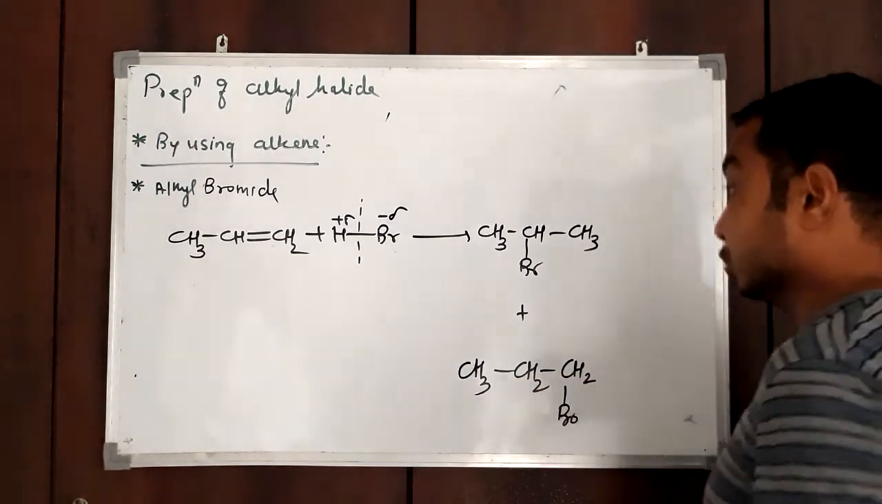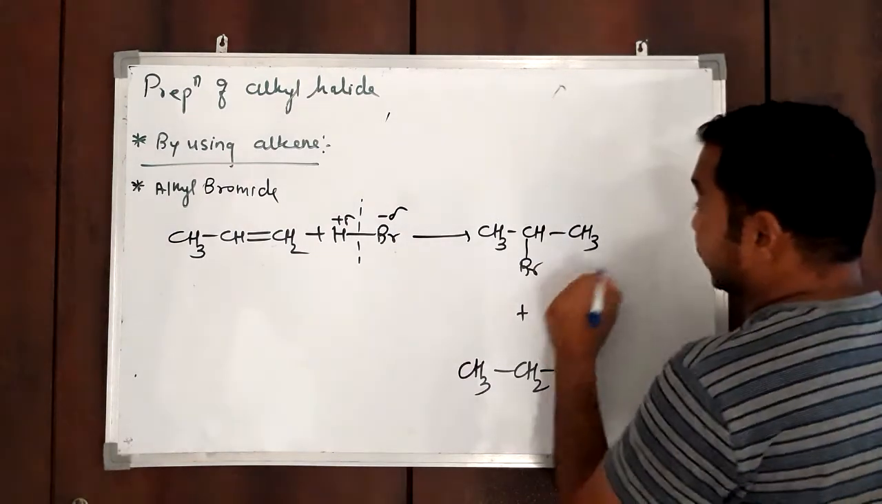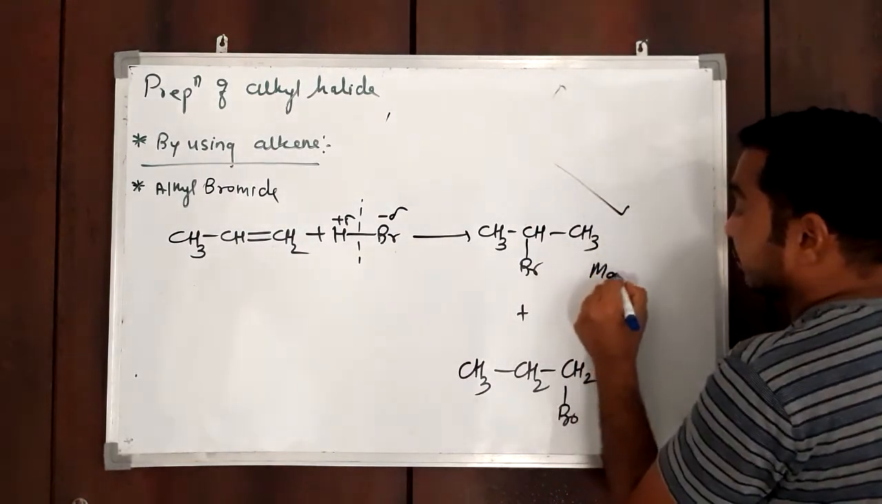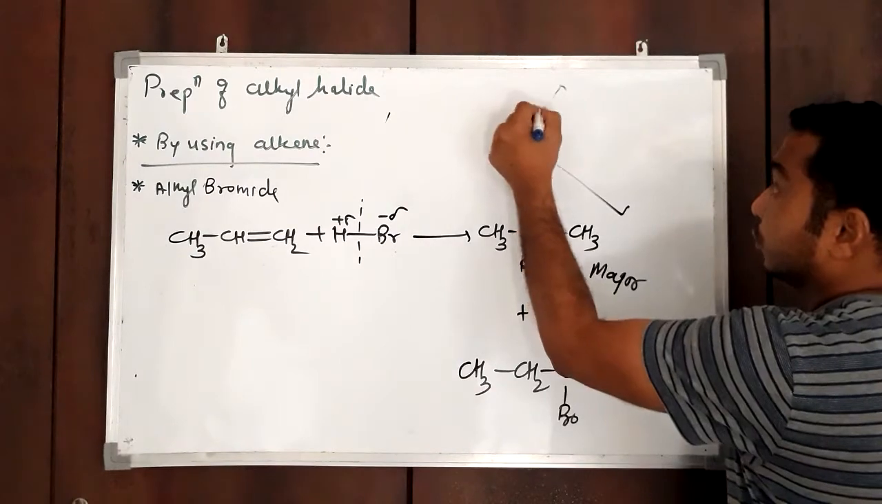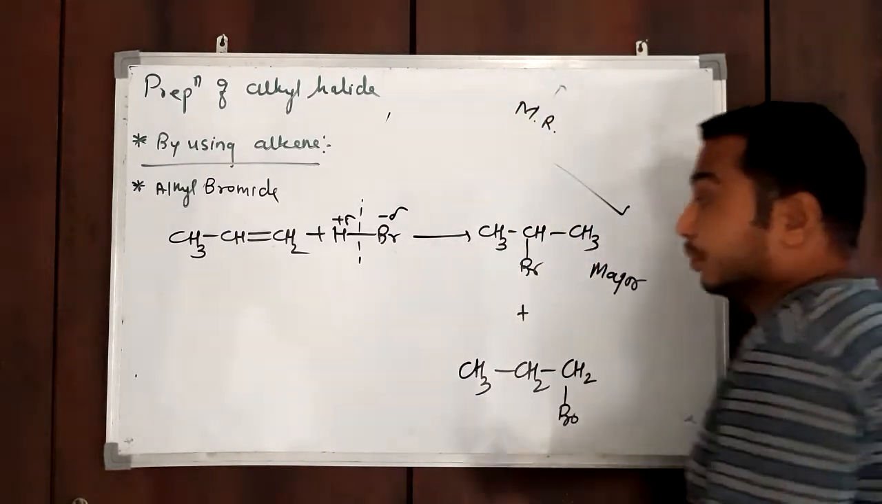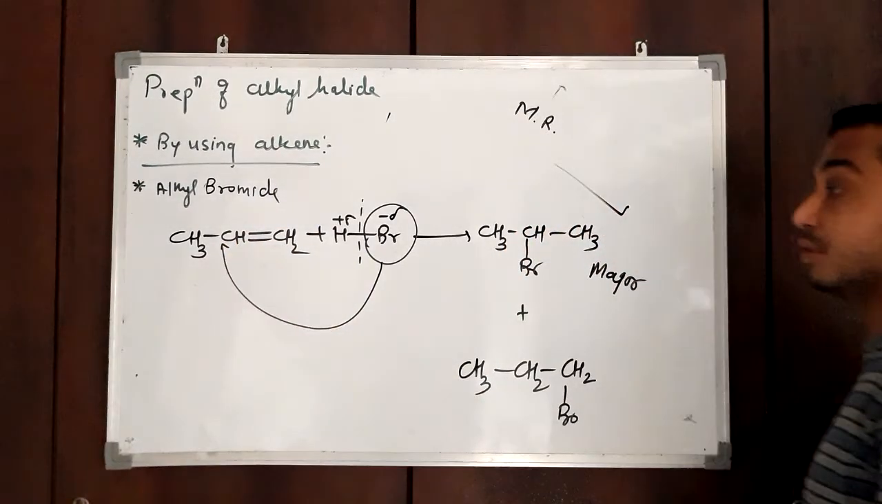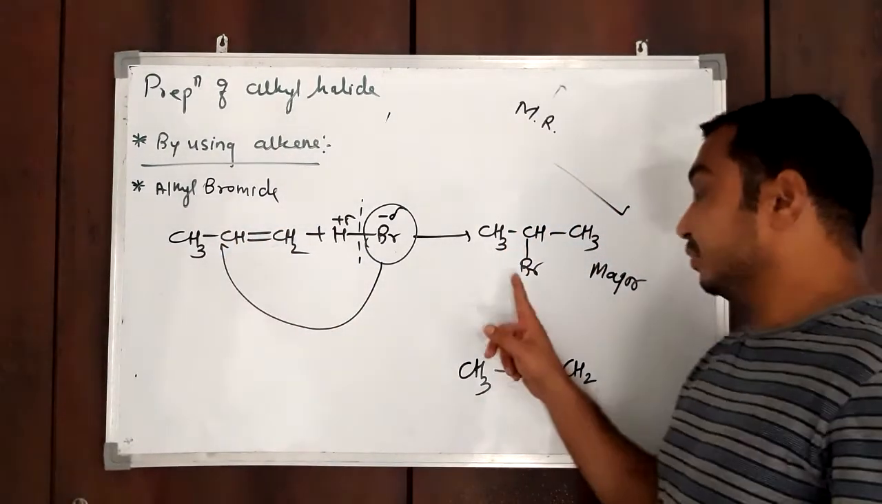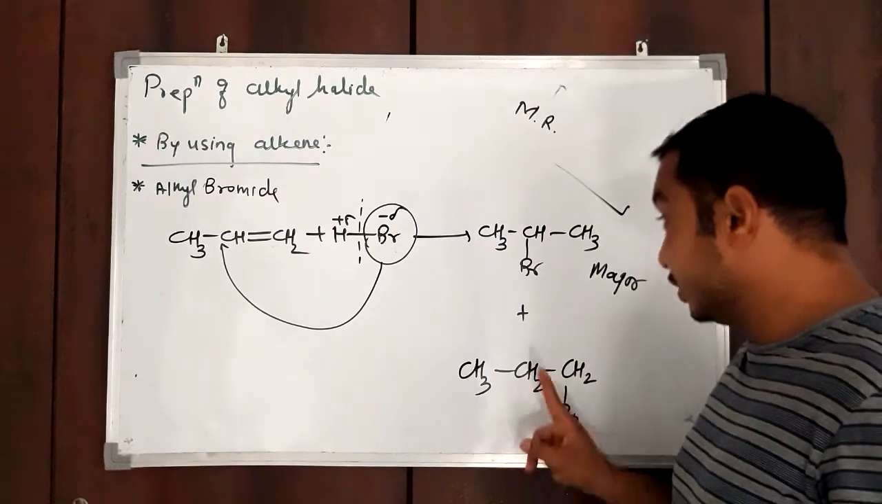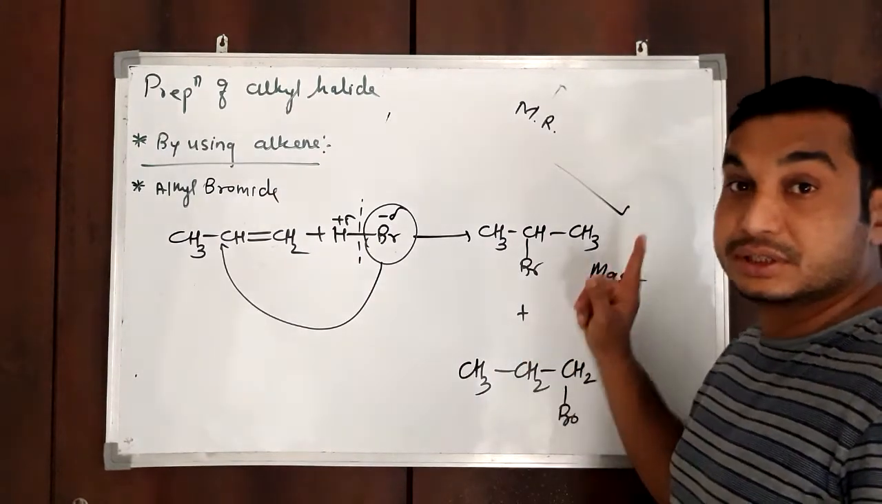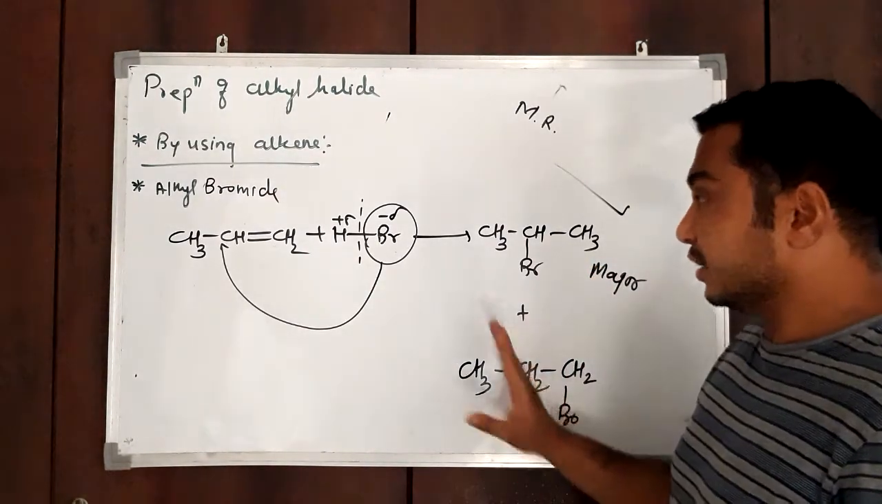Among these two products, the major product is this one, because according to Markovnikov's rule, the negative part of the reagent attaches to the carbon atom of the double bond having fewer hydrogen atoms. One bromopropane is minor and two bromopropane is the major product. So this is the method.